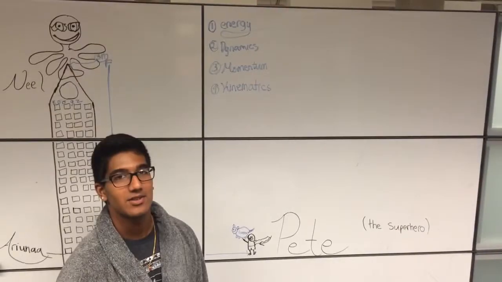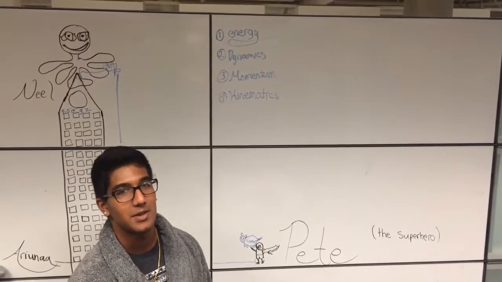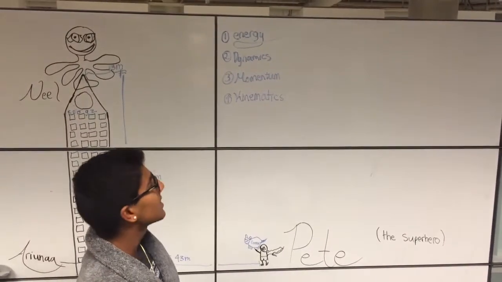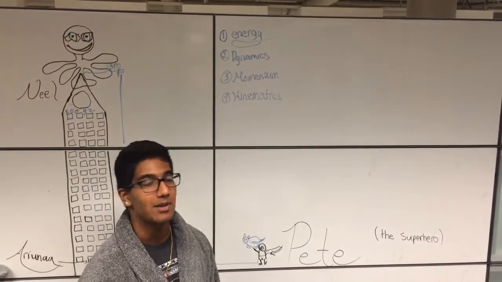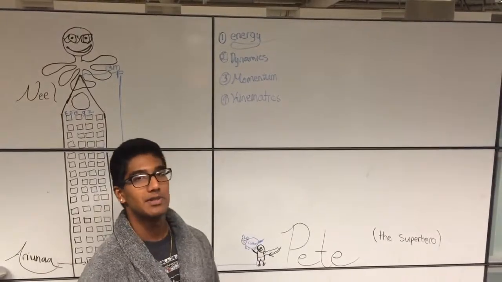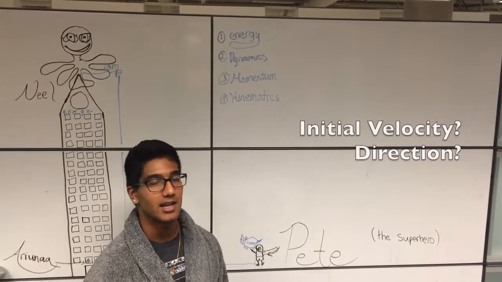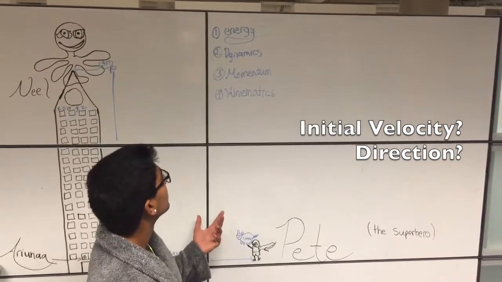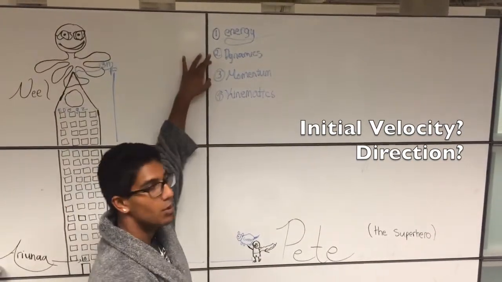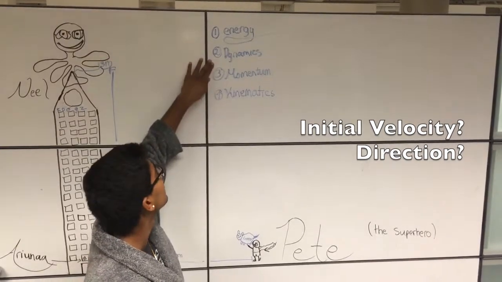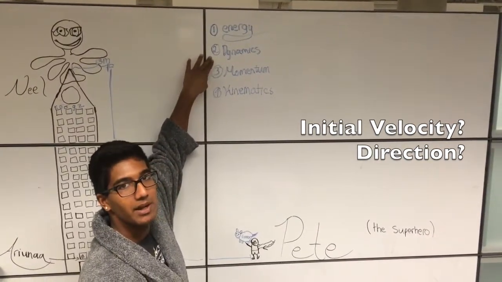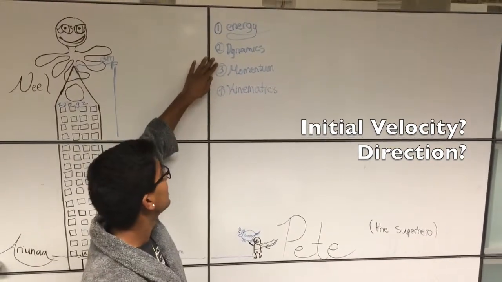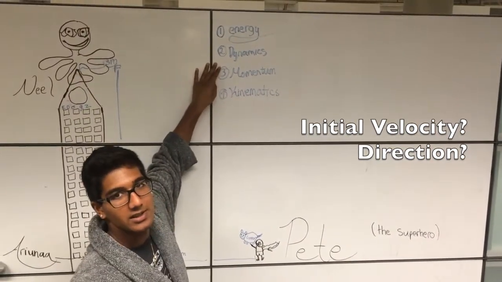One of the first things you have to do in a physics problem like this is decide what kind of problem we are really solving here. Is it an energy, dynamics, momentum, or kinematics problem? Well, we're supposed to find the initial velocity and the direction that Pete throws the pig at. So we can automatically cross out dynamics and momentum because we don't have enough forces to draw a free body diagram that would give us relevant information, nor do we have any collisions that occur in this transaction.